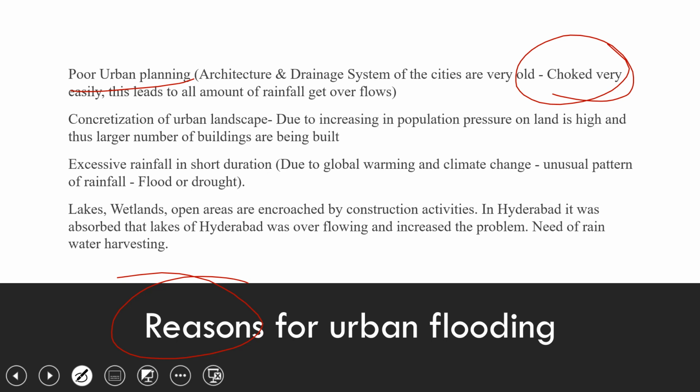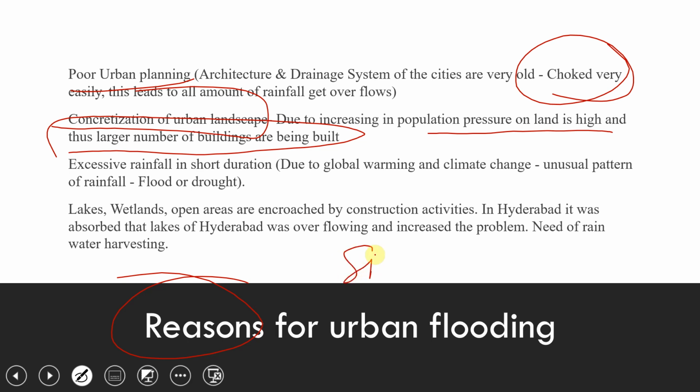Second issue, concretization of the urban landscape. What happened? Due to increasing population, pressure on land is high, and a large number of buildings are built. As they are built, the use of materials and the pollution caused by them, like the choking of the drainage system, increase. And further, the lots of building structures standing in those areas leave very little space for water to go away, and ultimately this creates a situation of flood.